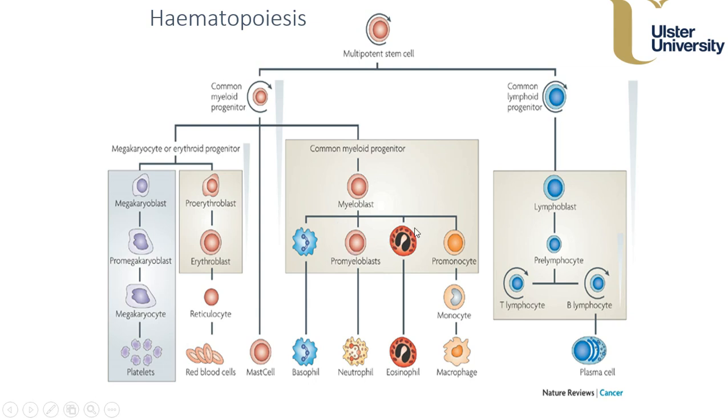On the right hand side we have the generation of the lymphocyte, and you can see following the stem cell differentiates into a lymphoid progenitor, and then a lymphoblast, and then a pre-lymphocyte, and then it decides whether to become a T lymphocyte or a B lymphocyte. Natural killer cells are left off of this diagram.